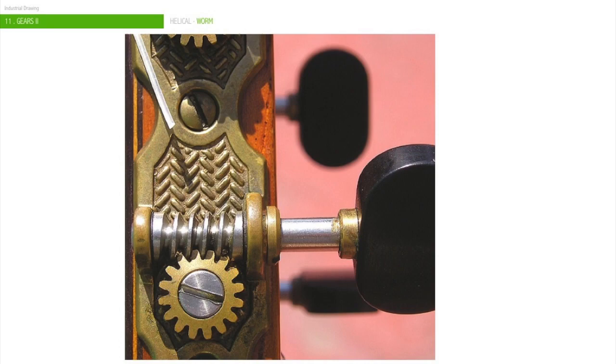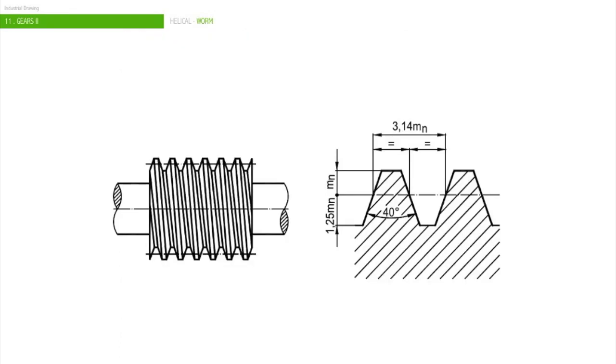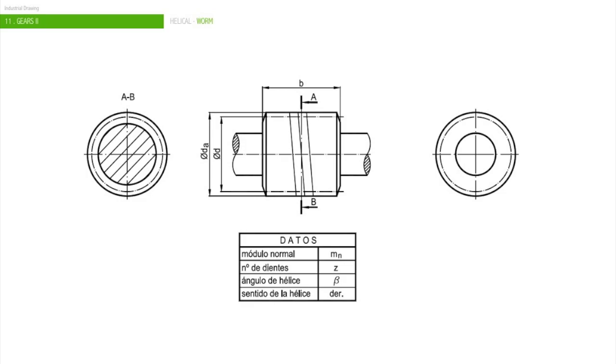Another example of helical gears is the worm gear. The worm drive is formed by a worm and a worm wheel. We use this mechanism for achieving a high torque and low speed gear ratio. Here you can see the representation of this worm drive. As a helical gear, it also needs a data table for the values we cannot represent in the drawing.